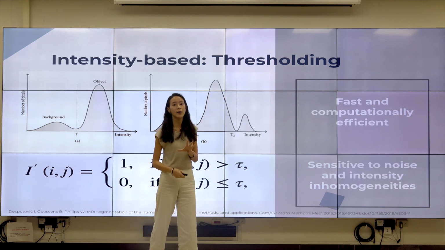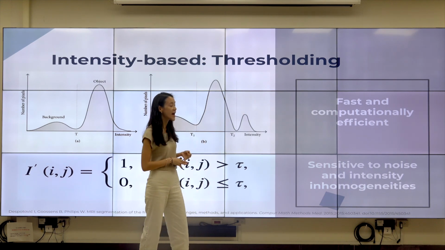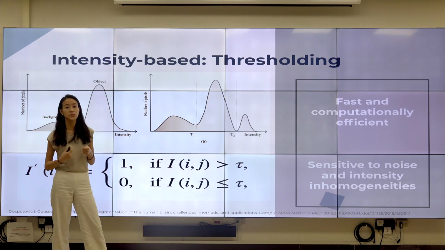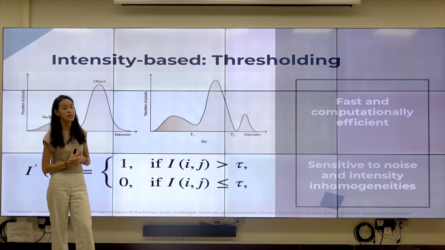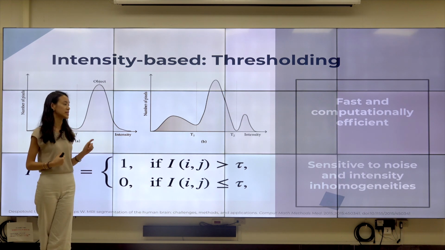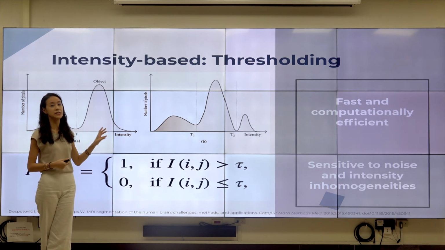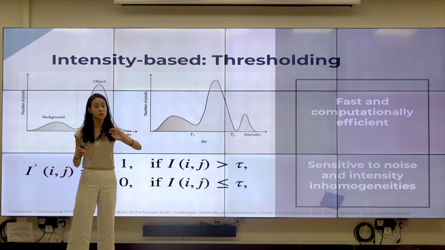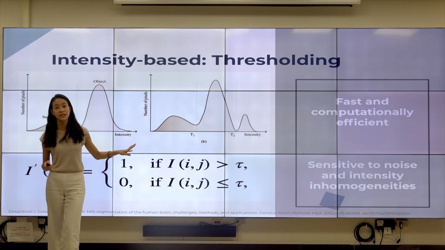So the great thing about intensity-based segmentation is that it is fast and computationally efficient. But it is very, very sensitive to noise, as we talked about before, and it is very sensitive to intensity inhomogeneities, because it is very much based on that. So if there's any sort of noise or intensity problem, so there's no contrast, this is when this method is going to fail.